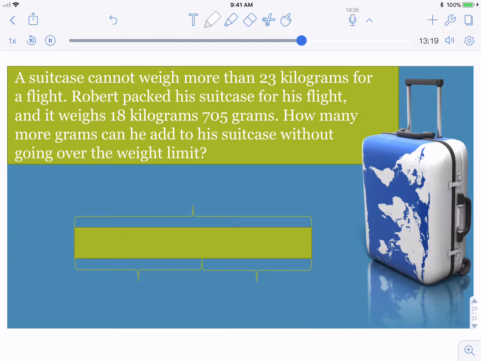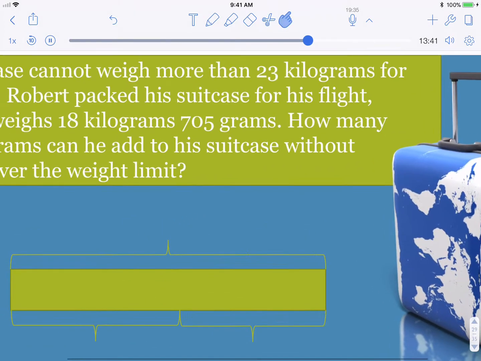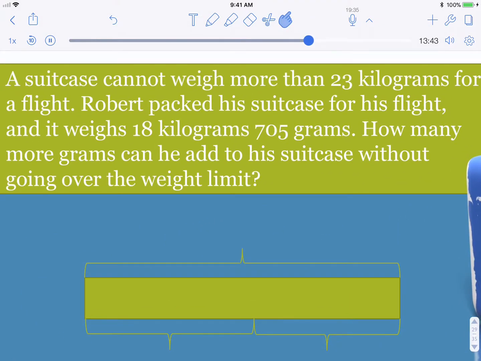So let's go ahead and label our bar. We know that the suitcase can't weigh over 23 kilograms. Well, it looks like I see grams. How many more grams can he add without going over? Well, let's see. This is kind of confusing. What should I do before I even try to solve this? I should underline the important information.